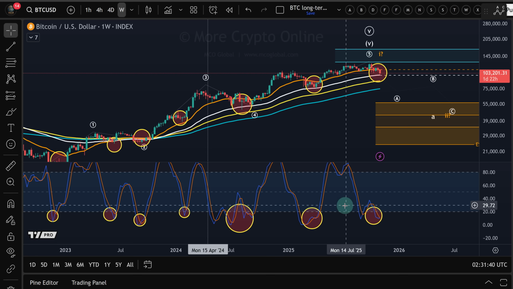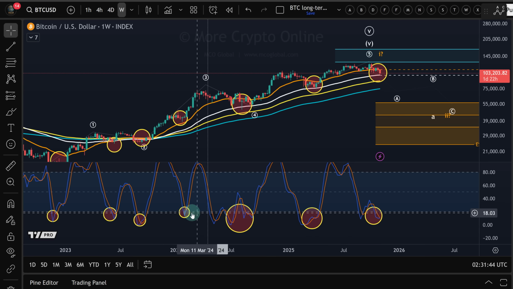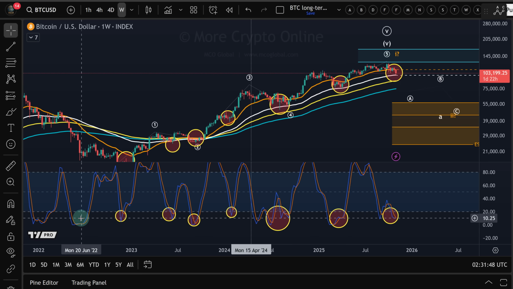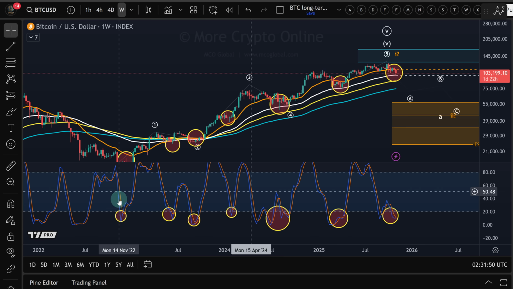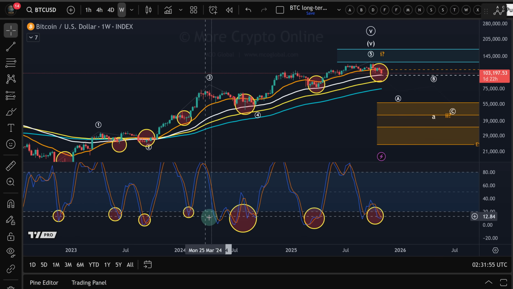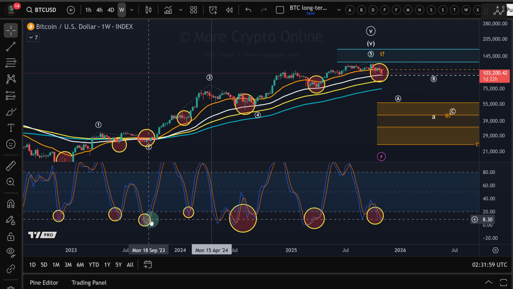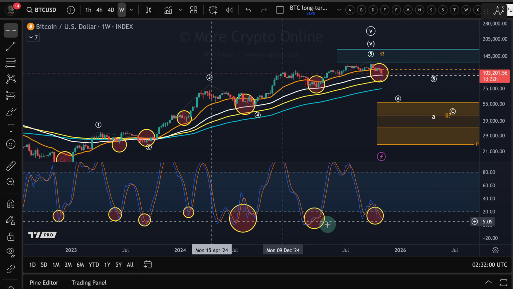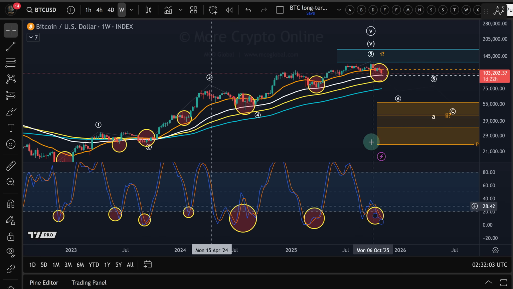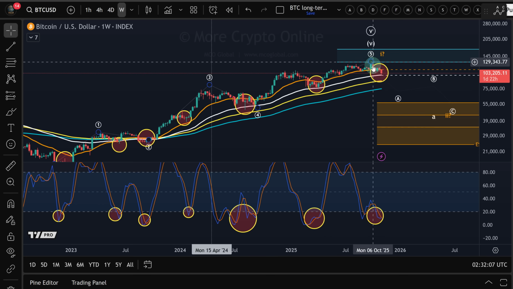Not guaranteed, but the previous 1, 2, 3, 4, 5, 6 times in this cycle, basically from when the bull market began, we have at least 6, maybe even 7 times where a stochastic RSI, which was oversold on the weekly time frame, contributed to a nice recovery on the price chart.